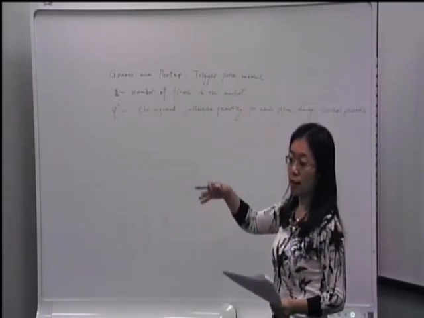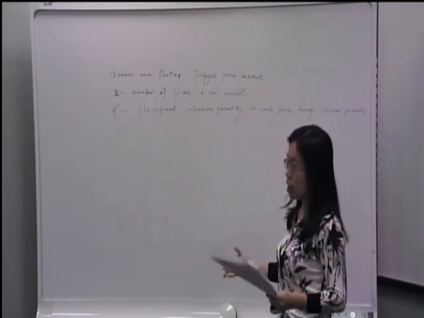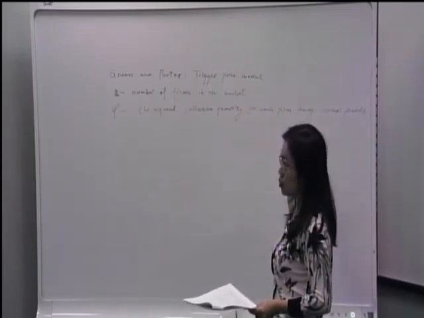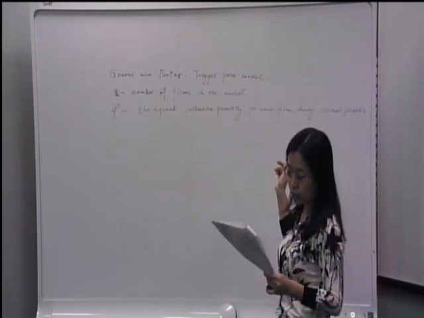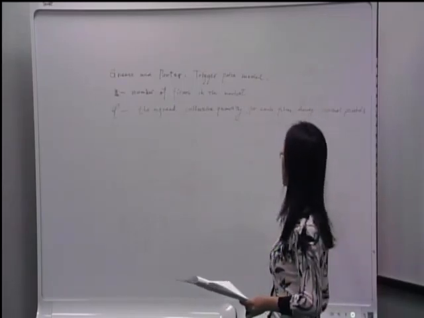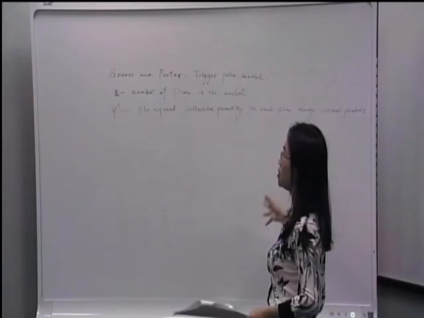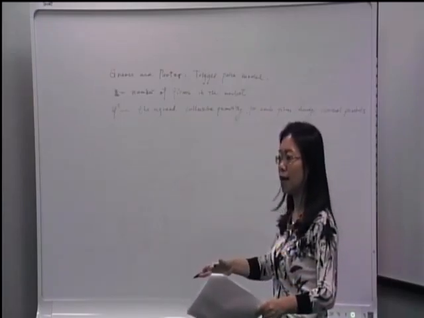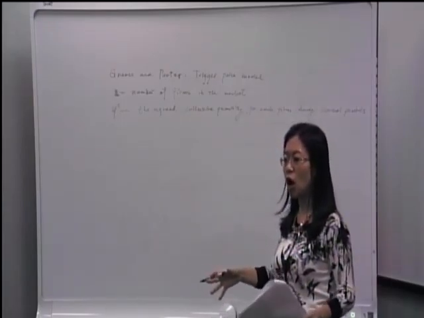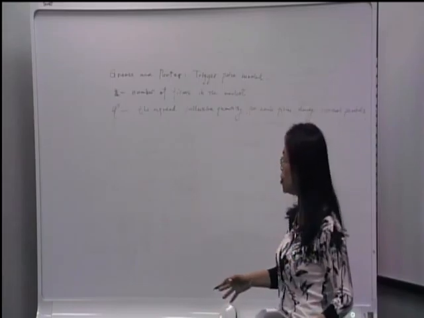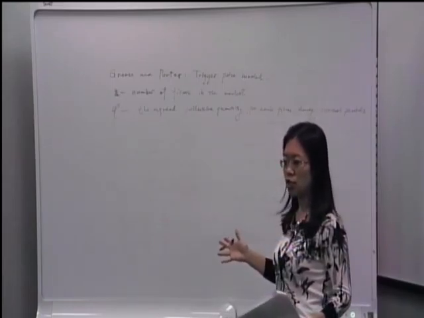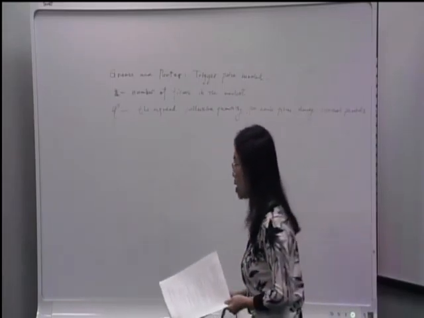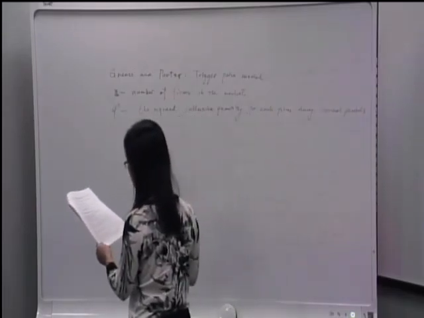Once they deviate from that equilibrium path, we no longer call that a normal period, it's going to be called the reversionary period. So whenever I say normal period, they're still on the equilibrium path. They are behaving cooperatively. They are using the Q star. They keep their agreement.